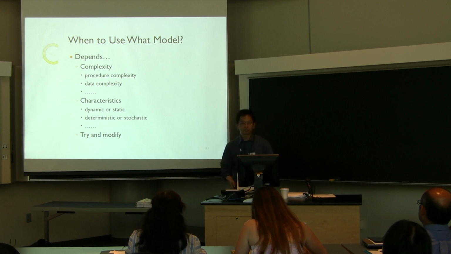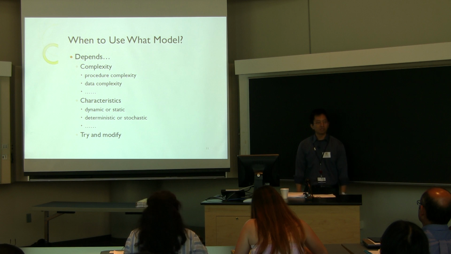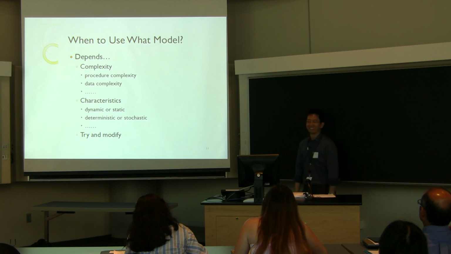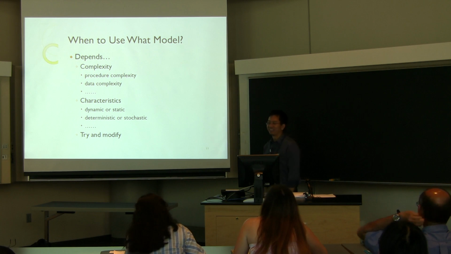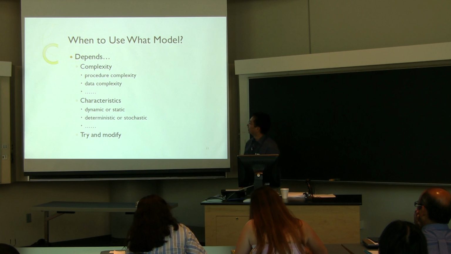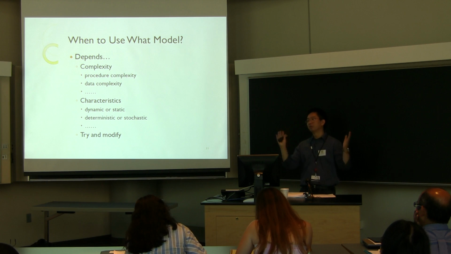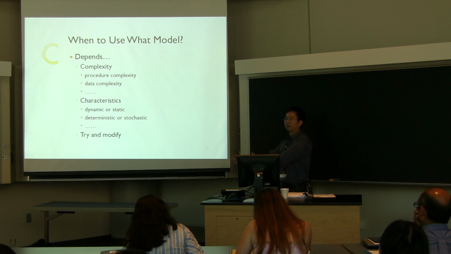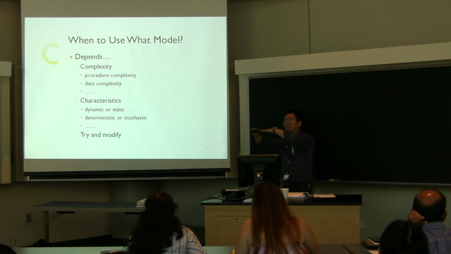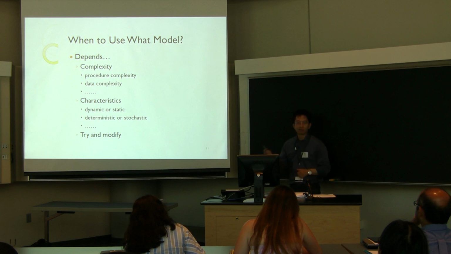Now let's talk about when to use what model, and the answer is actually disappointing, because I probably gave you too much hope at the beginning of this talk. Eventually the answer is: it depends. Depends on what? Complexity. You don't want to use a very complicated model to model a simple problem, and you also don't want to use a very simple model to model a complicated problem. You have to match the complexity between the model and the real problem. The complexity can come from the procedure, and it can also come from data.